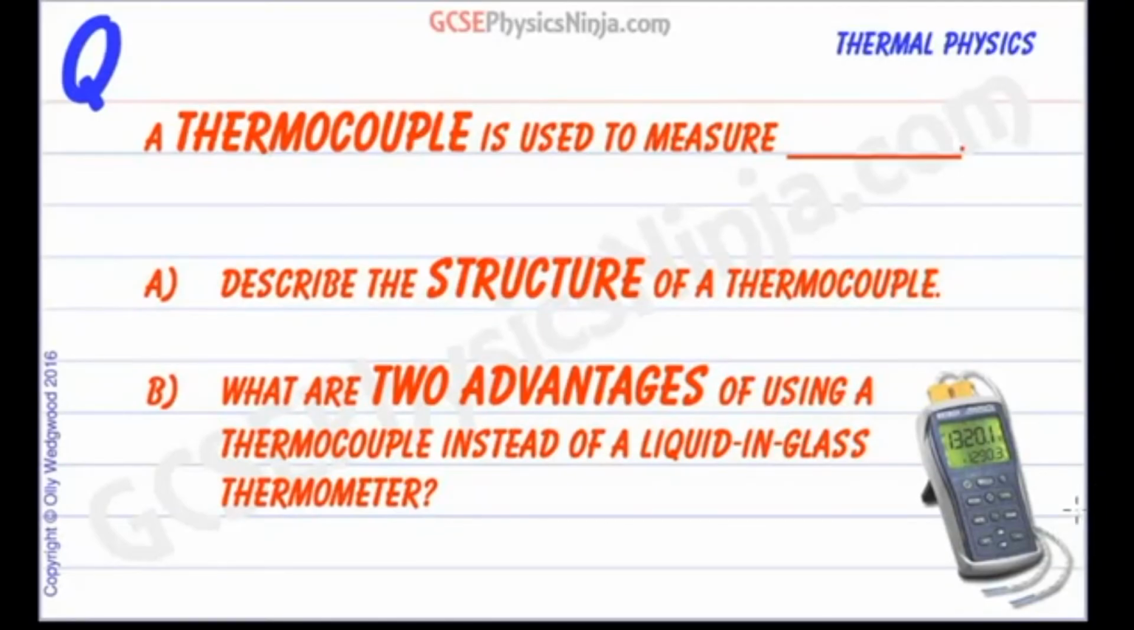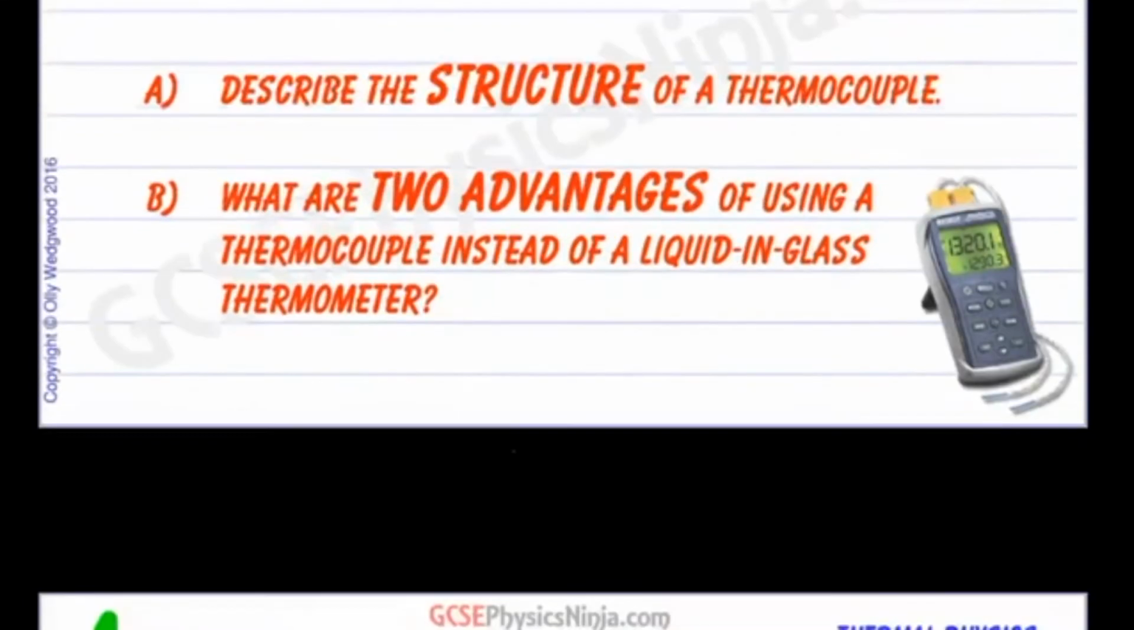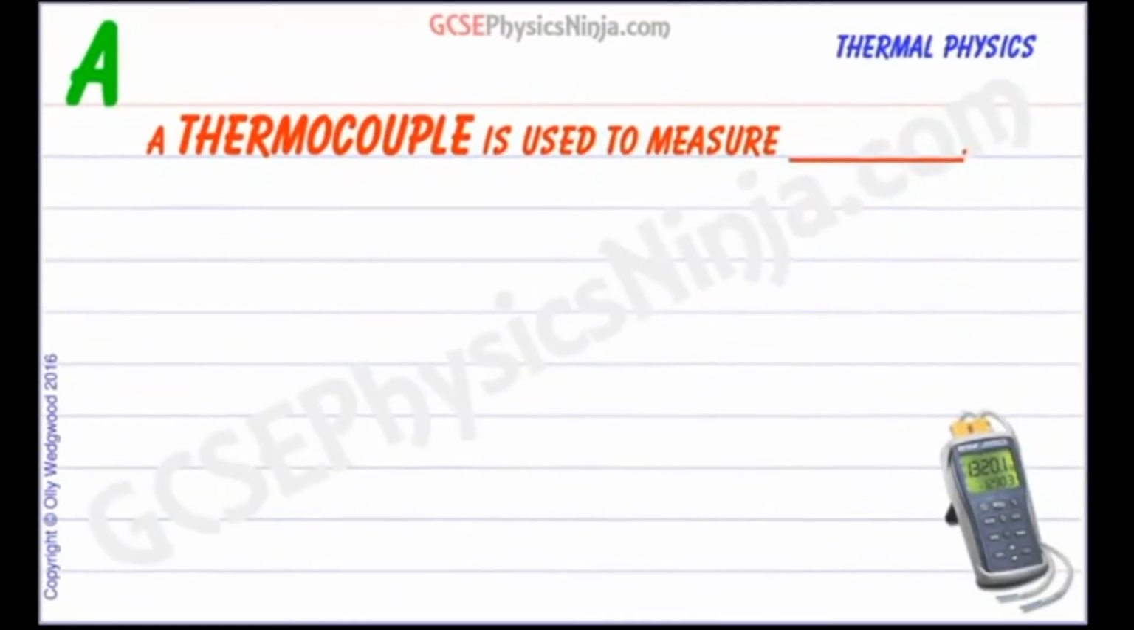A thermocouple uses an effect called the Seebeck effect to measure temperature. In this flashcard, we're going to look at the structure of a thermocouple and look at two advantages of a thermocouple instead of using a liquid in glass thermometer. So first of all, we can say that a thermometer is used to measure temperature. Now, to be more precise, we should actually say temperature difference.